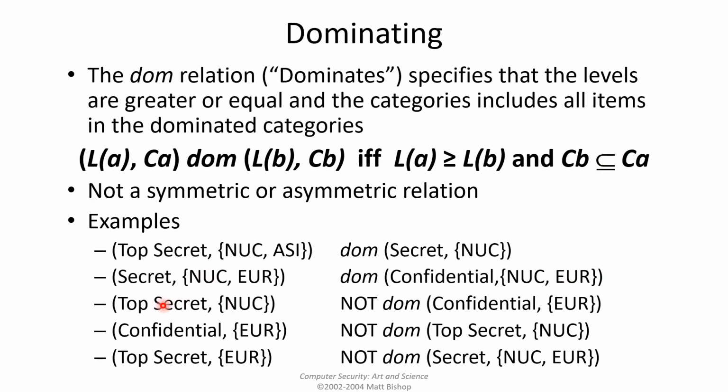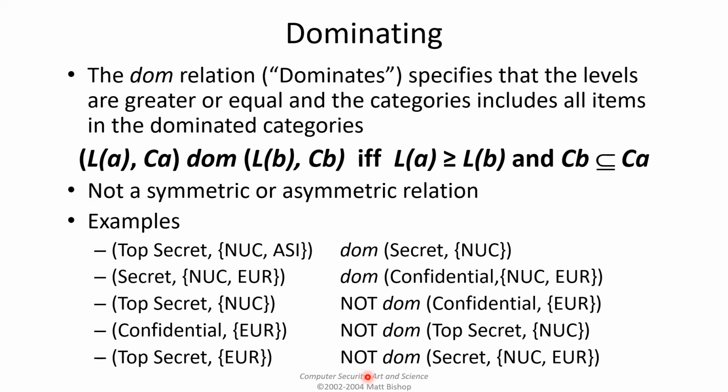Here are some that don't work. Top secret does not dominate confidential Europe because even though the level of top secret is greater than the level of confidential, this is not a subset of this. This is Europe. That's not a subset, so it doesn't dominate. Good enough? Confidential Europe does not dominate top secret nuke because this is a higher level than that. And top secret Europe does not dominate secret nuke Europe because even though top secret is a higher level than secret, and they're both Europe, nuke Europe is not a subset of this. Even though they're both Europe, this is not a subset. So therefore, it doesn't dominate.